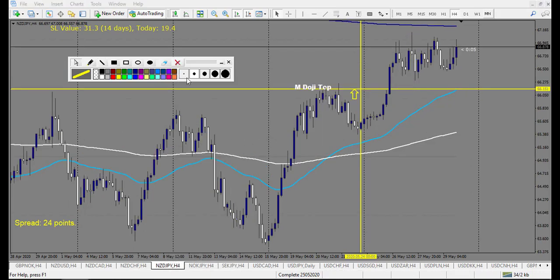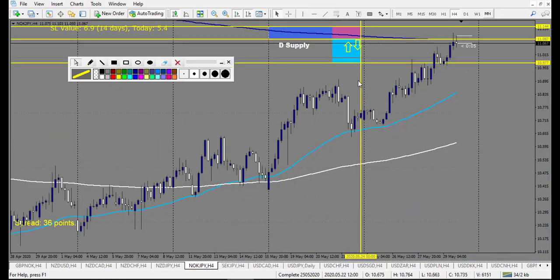New Zealand JPY breaks the level as expected, but didn't retouch, so no setup. NOK JPY, possibility to sell and to buy.